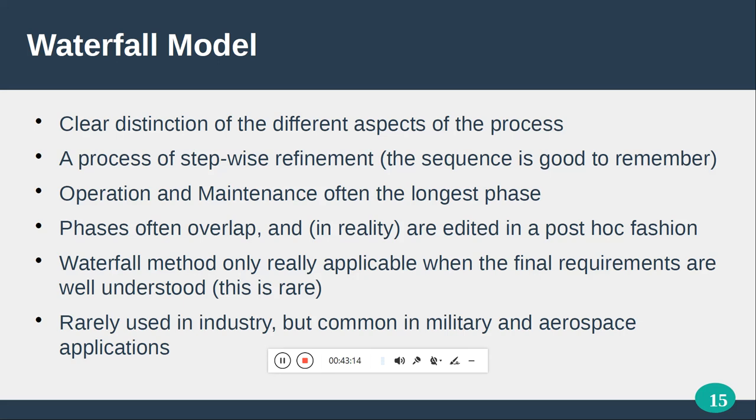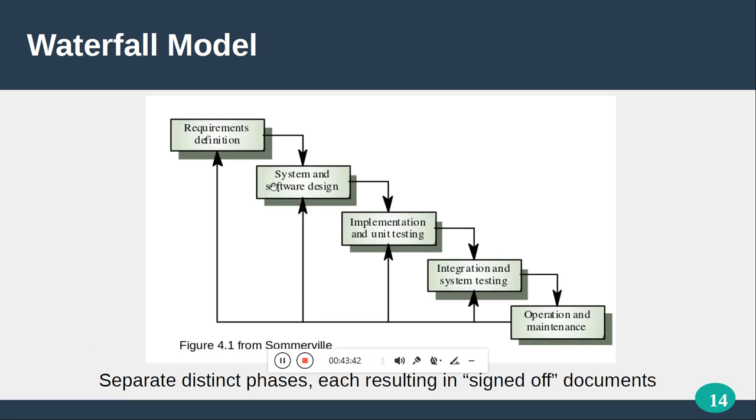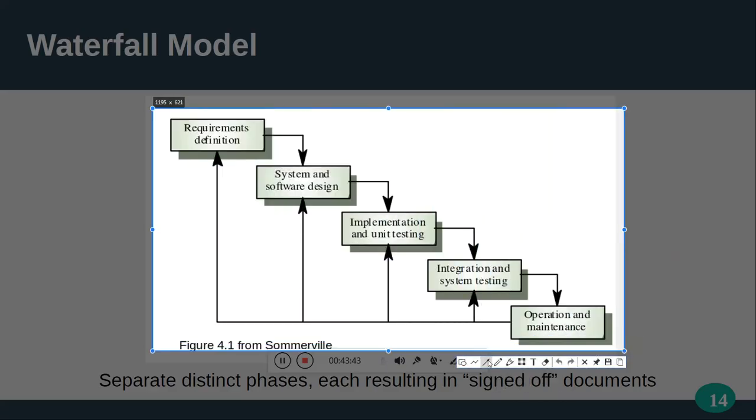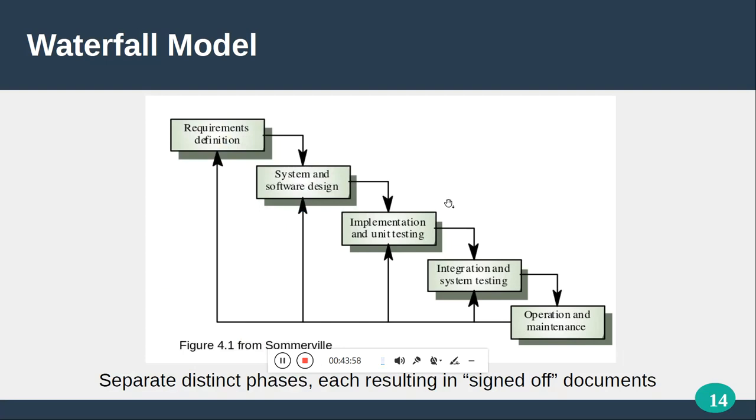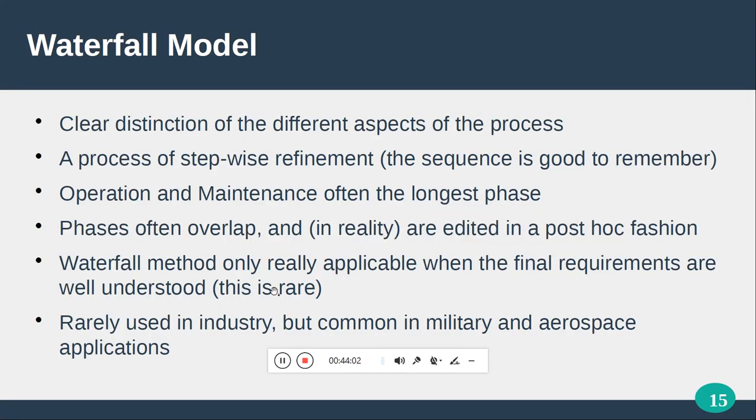And then the operation and the maintenance often take a long phase. Maybe, you know, what if I want to change something? I need to go back and check them. The thing is that I'm not very sure how this going back works in the maintenance. And the phases often overlap, you know, some phases cannot be done without overlapping.